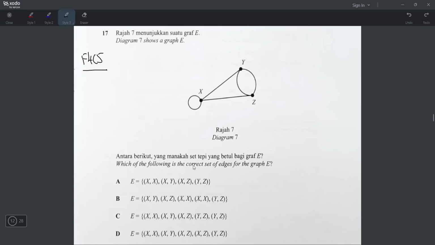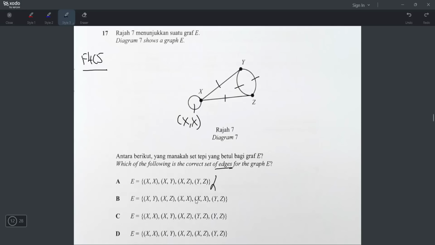Which of the following is the correct set of edges for the graph E? So how many edges do you have? 1. A loop we only count as 1 edge. But if we are counting degree, then we count 2 degrees for loops. Since we are counting the edges now, there's only 1 edge for the loop, and then 2 edges, 3 edges, 4 edges, 5 edges. So A is confirmed wrong already because there are only 4 there. There should be 5, right? So let's go through B, C, D and see which one is the correct one. For the edge for the loop, we will write it as XX.